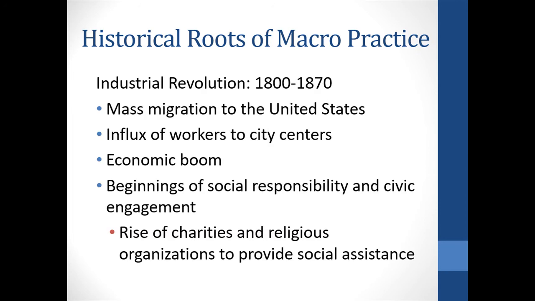But that really started to shift in the 1800s. So we had the Industrial Revolution from 1800 to 1870. And this is when we saw mass migration, not only to the United States, but shifting from rural to urban areas. So this is when we had a lot of high immigration, and the immigrants were primarily coming to city centers. They were coming to urban areas, and a lot of rural workers were also shifting to urban areas because that's where the jobs were. So we see economic boom.